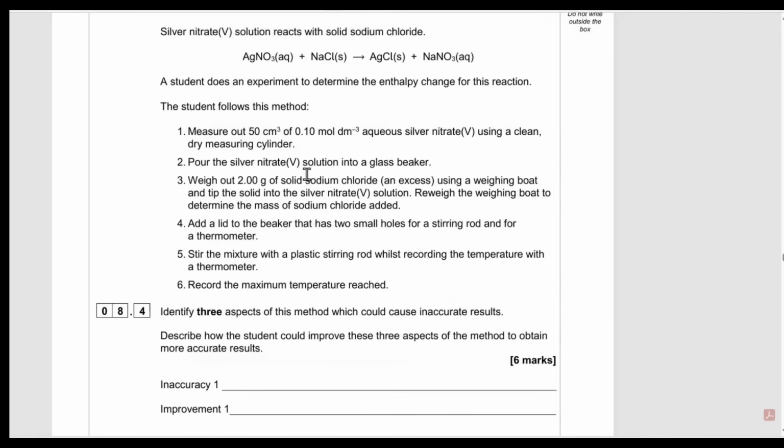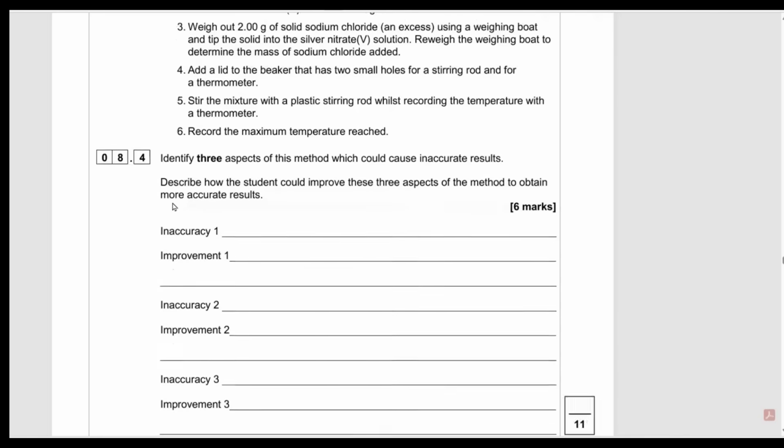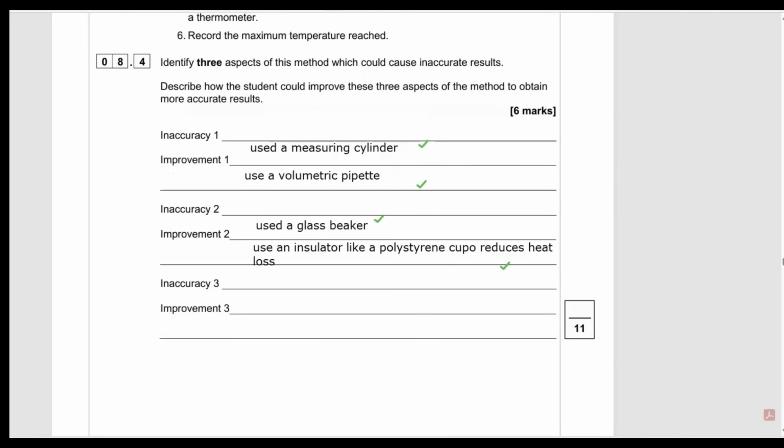Right, let's look for a third one. So I'm going to go down here to weigh out 2 grams of the solid, weighing boat, reweigh the weighing boat. That's good. They've done that. Add a lid to, oh, what haven't they done? So they've added the solid. They've added the silver nitrate solution, the sodium chloride solid. They've added straight to the silver nitrate, and the reaction's going to start, and then they're taking the temperature.